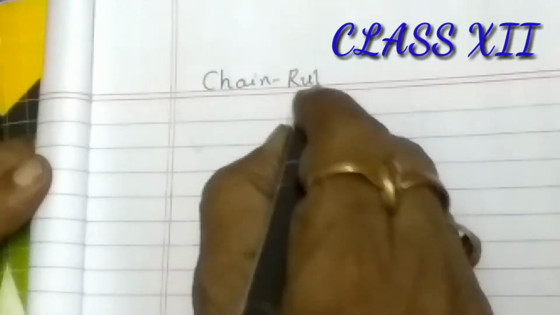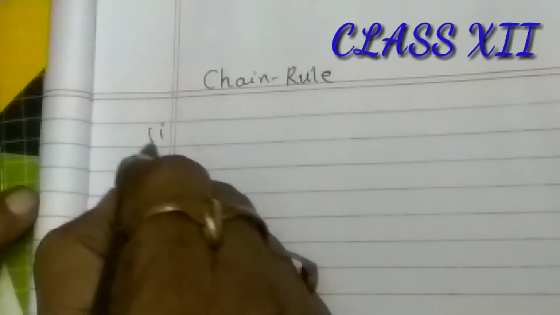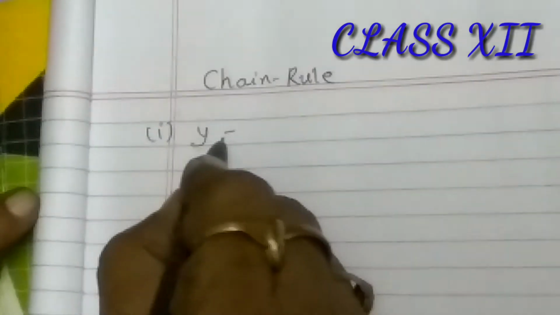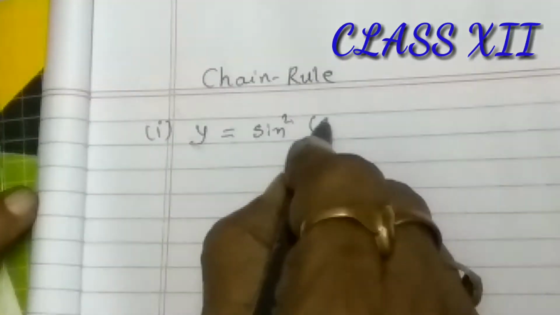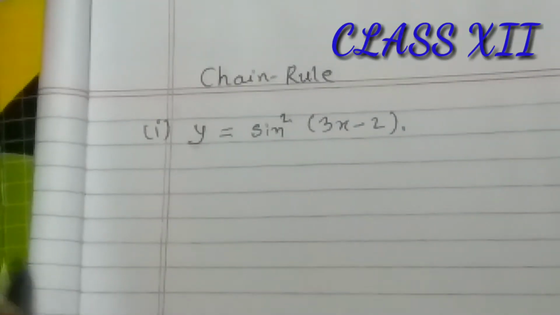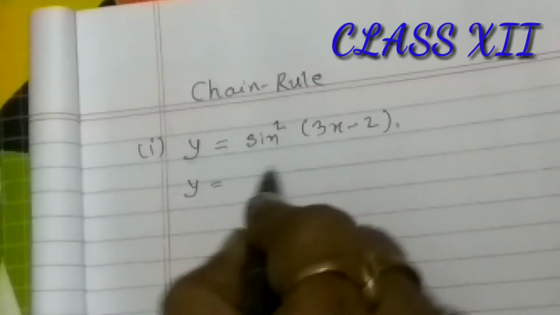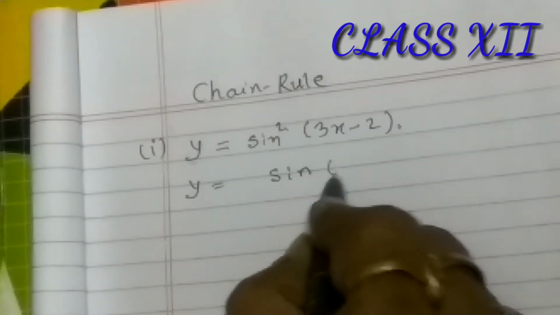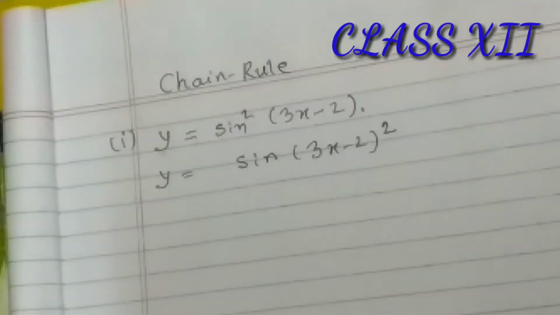Let's start the chain rule. Chain rule is actually the substitution. Let us take the sum y equal to sine square 3x minus 2. See, this is not in standard form, so it is not in the normal formula, so we cannot differentiate it, so we have to substitute it. And after doing so, we continue the chain rule.